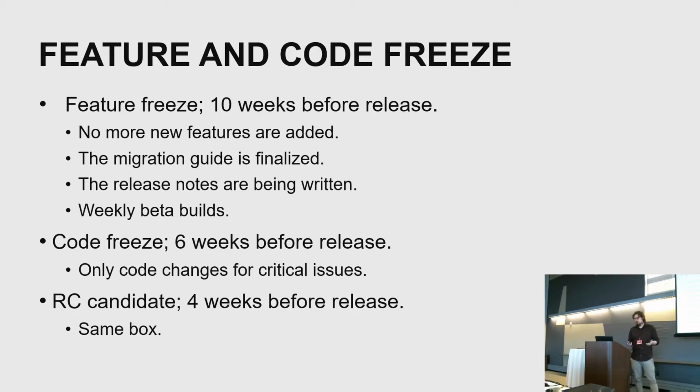The release notes are also being written, and we have our weekly beta builds, but they're not yet published for all externals. And then 6 weeks before, we have code freeze, and then we only make critical changes or fixes that are critical. So we try to keep the code base stable and just make sure that we are ready for the release. And then we have an RC candidate 4 weeks before, and at this point we all have the same box, so no more interface changes, and you can just use the same box for all when testing the RCs. The betas will be in a different box for each beta.